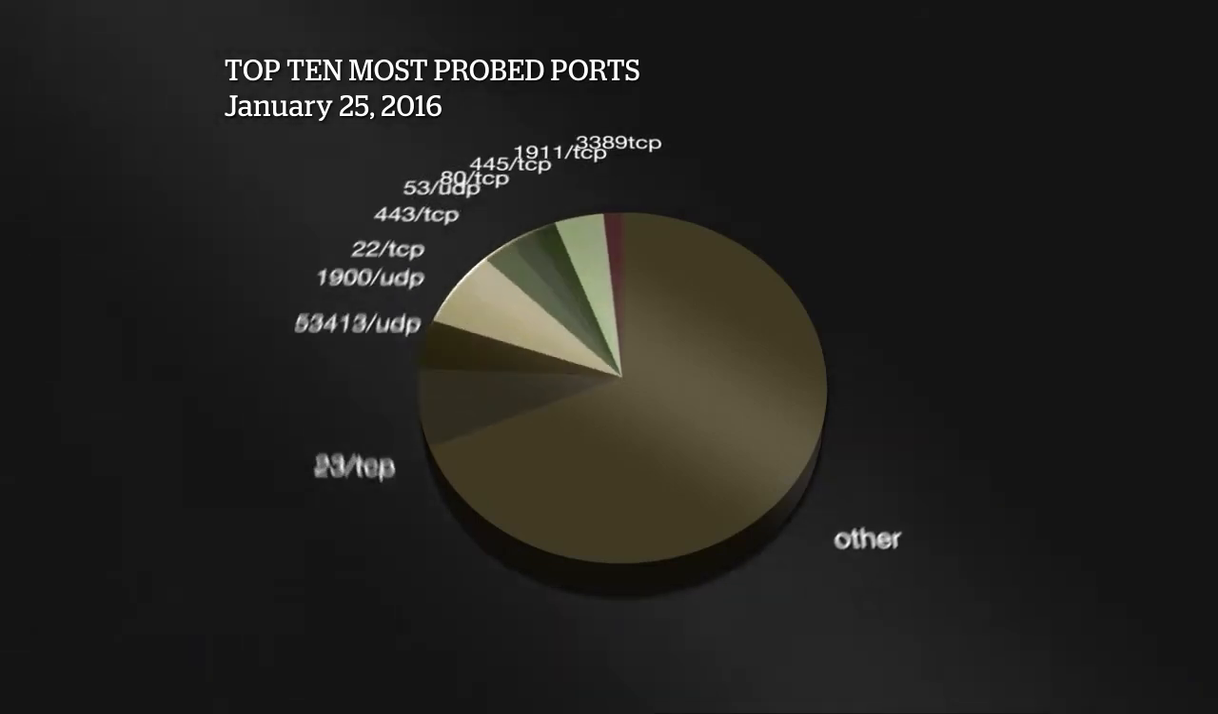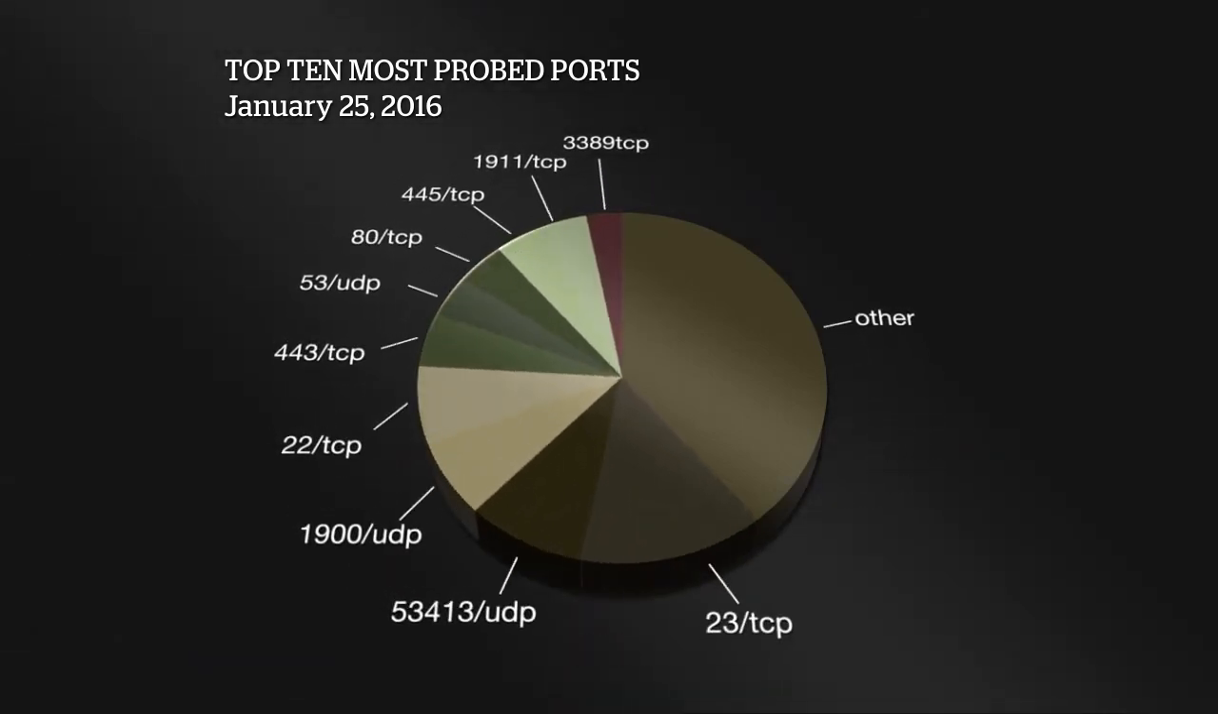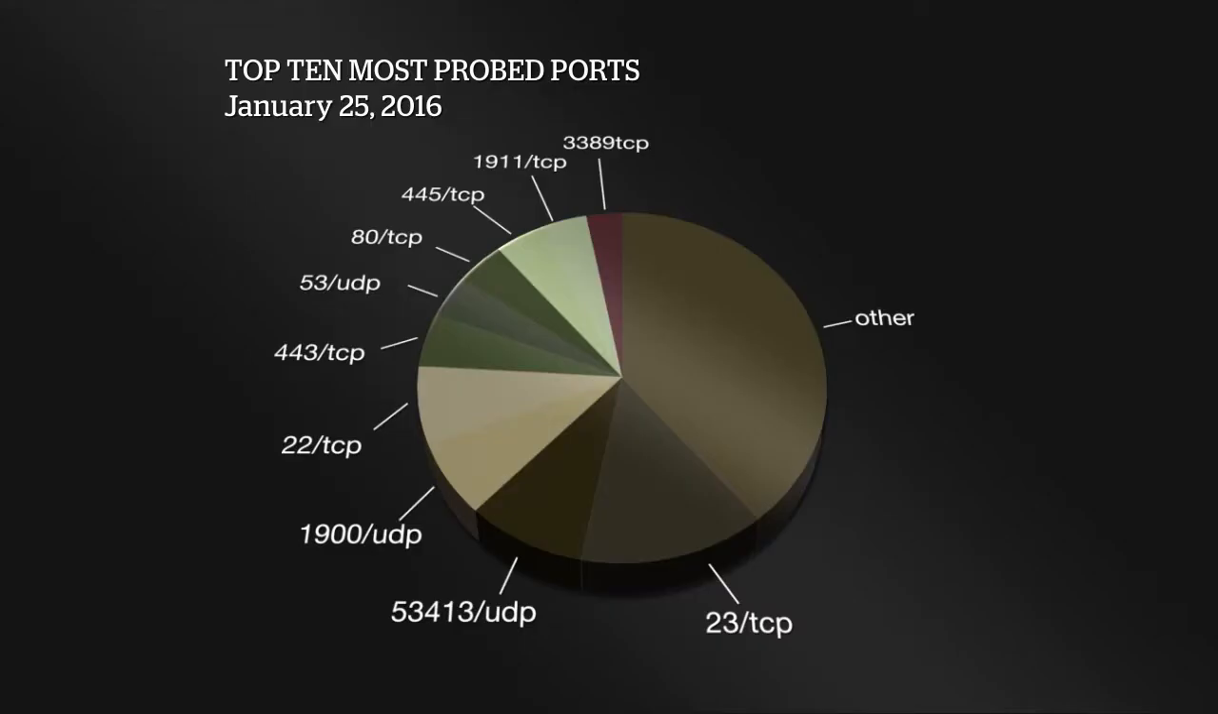Next item here is basically looking at the top 10 most probed ports. Not a lot of movement since last week. Standard port 23 at the top, 53413 UDP following that, 1900 UDP following that, and then SSH 22 TCP, 443 TCP, 53 UDP, 80 TCP, 445 TCP. That 1911, remind me again, Matt, it's the industrial protocol. Tridium Fox. Yeah, again, what we've seen is researchers going after that. And then 3389, that's Remote Desktop Protocol, a standard target for probing activity.